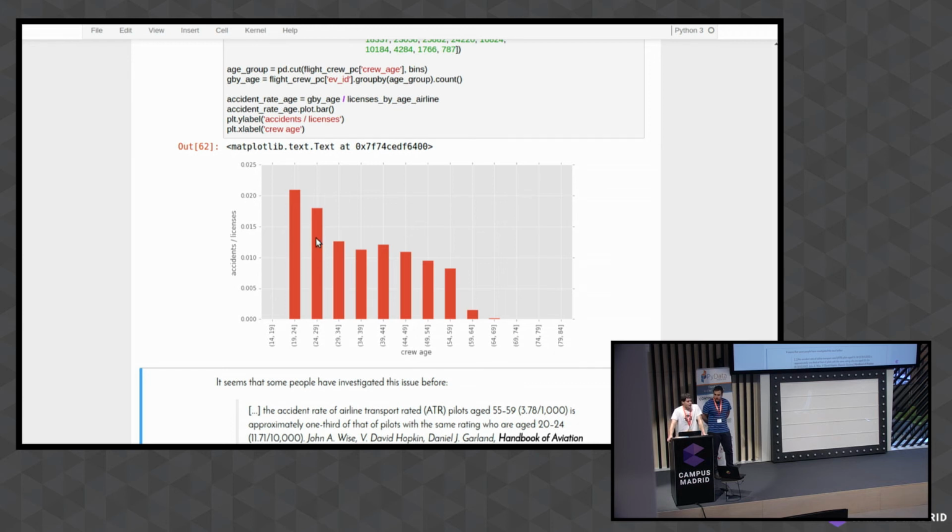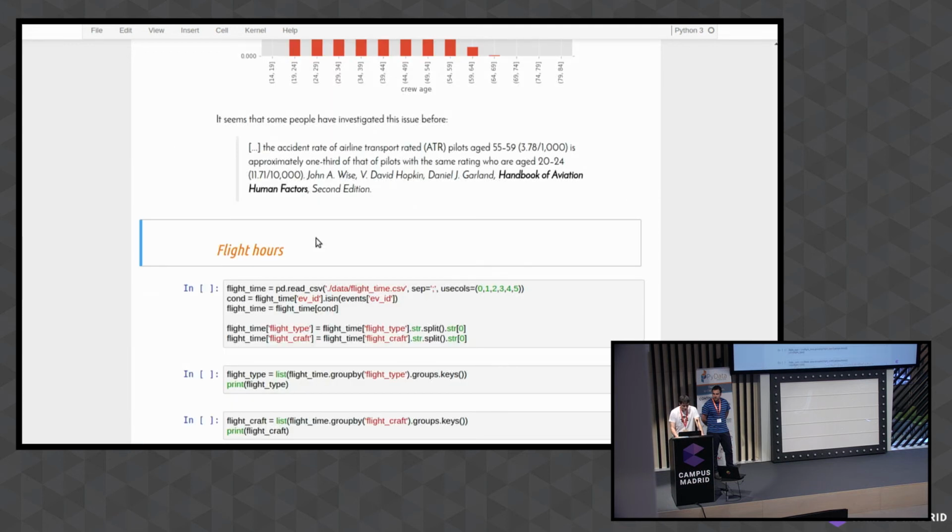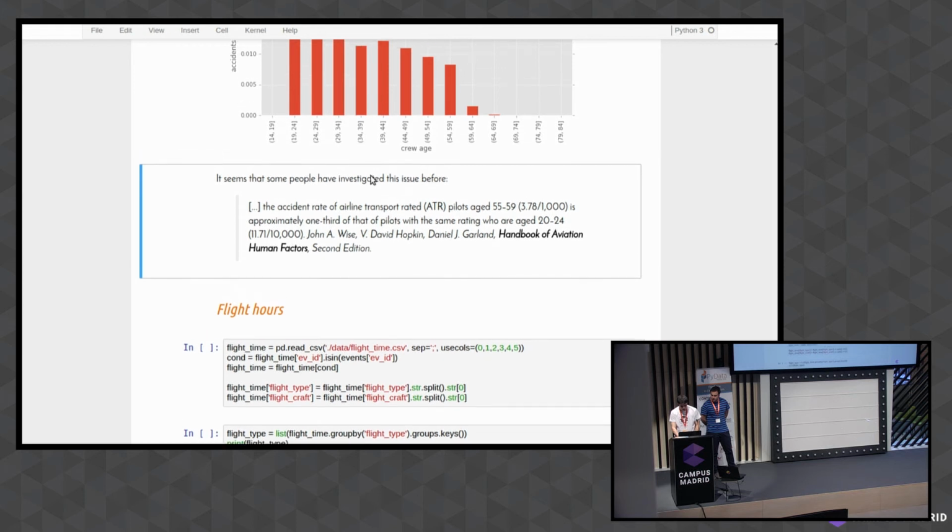We wanted to be cautious with everything we were saying here today. I mean, the first thing we said is we are not experts, but okay, we can say whatever and say, okay, there you are. So we checked a little bit, and we found in this handbook of aviation human factors that some people had been investigating this before with similar results. It says pilots with the same rating who are aged between 24 is the, well, okay, I'll let you read.